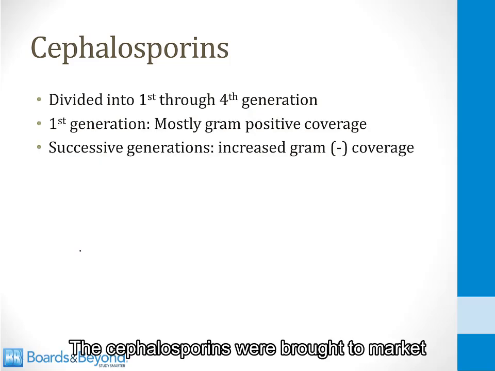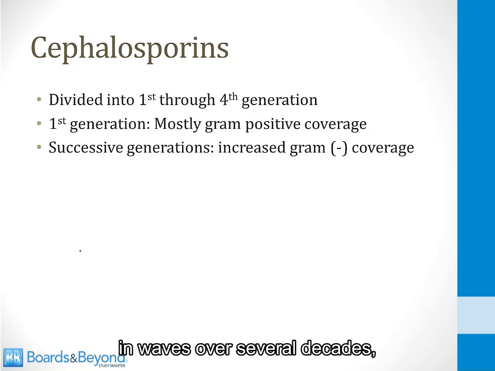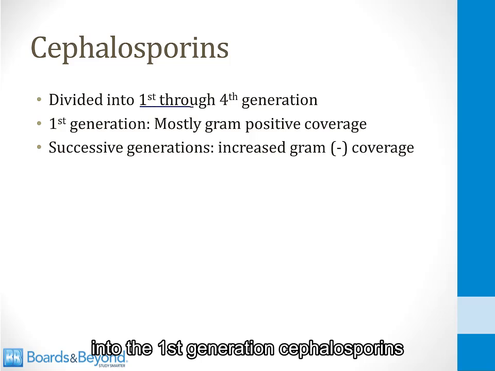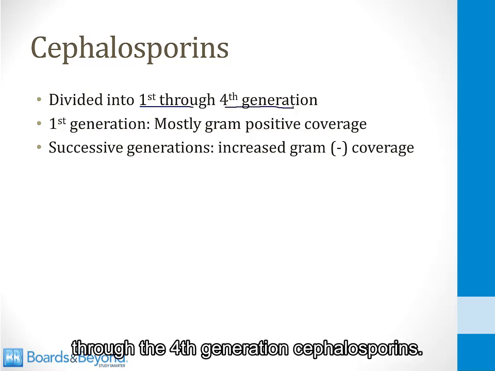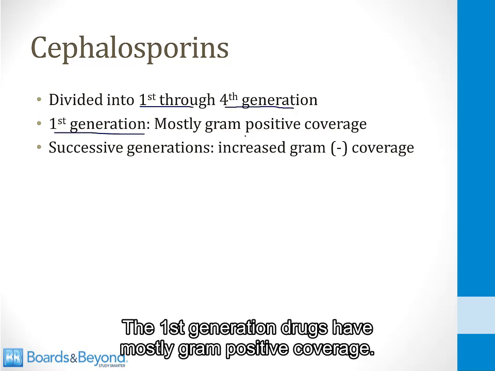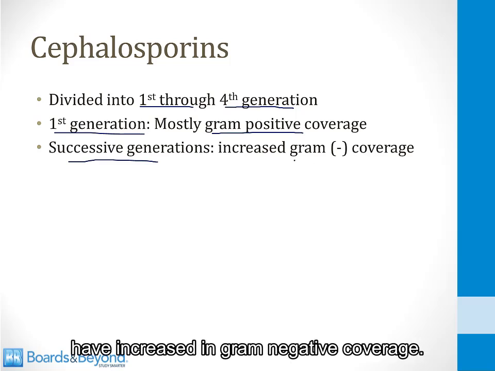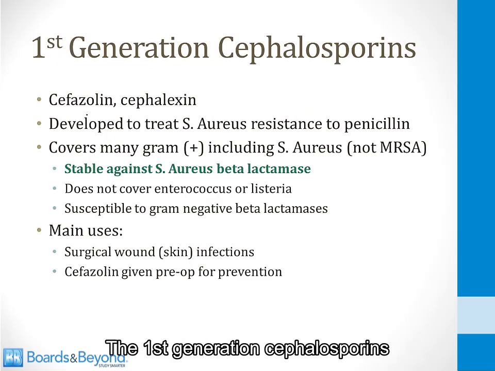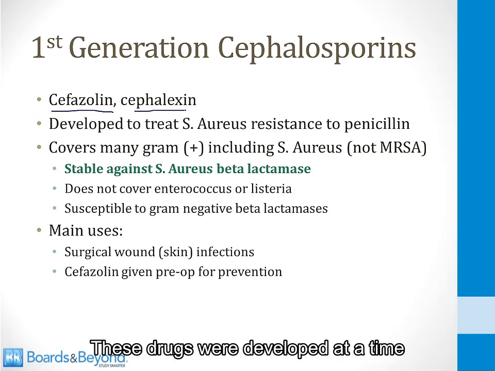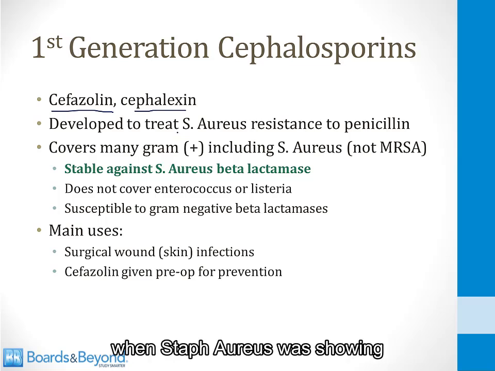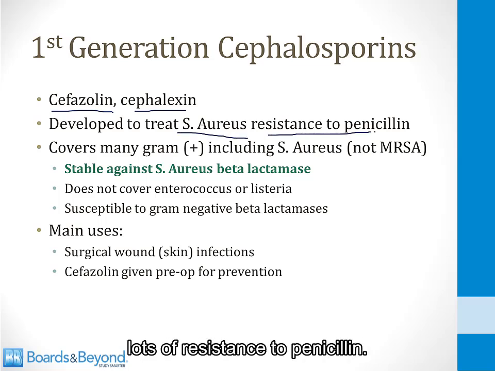The cephalosporins were brought to market in waves over several decades, and they are traditionally divided into the first-generation cephalosporins through the fourth-generation cephalosporins. The first-generation drugs have mostly gram-positive coverage. The successive generations have increasing gram-negative coverage. The first-generation cephalosporins include cefazolin and cephalexin. These drugs were developed at a time when Staph aureus was showing lots of resistance to penicillin.